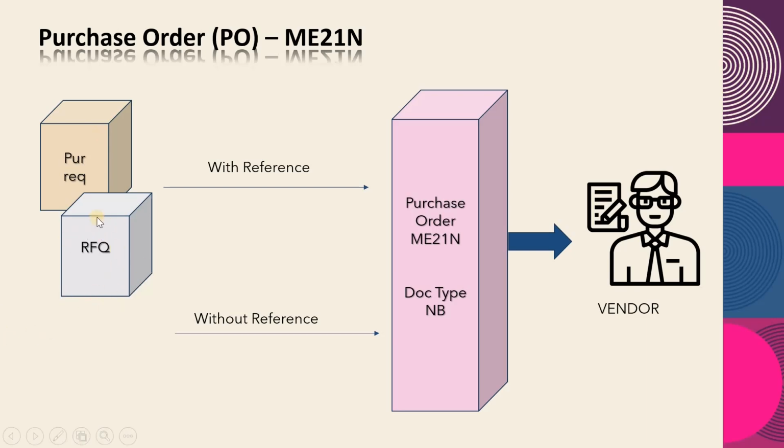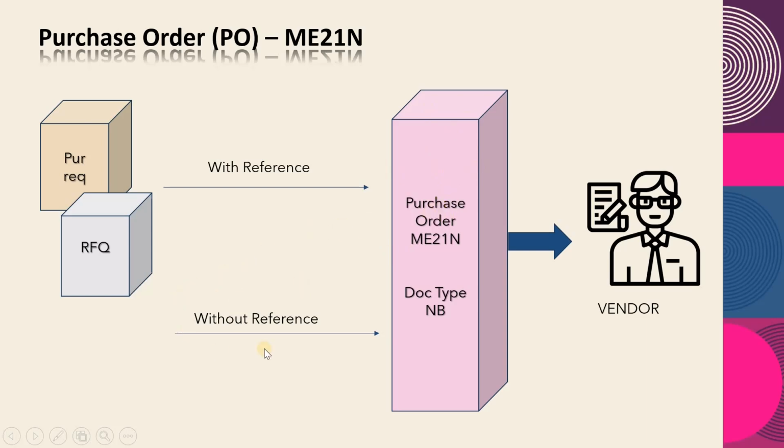Then there's the request for quotation. Just recently we have seen what the request for quotation is. We create this request for quotation and send it to various vendors, and vendors respond with their conditions, the price of the material or the price of the services. Then we maintain and compare the prices, and we reject the vendors if we are not satisfied, and we select one vendor so that we can procure the material or services. So with reference we can create the purchase order.